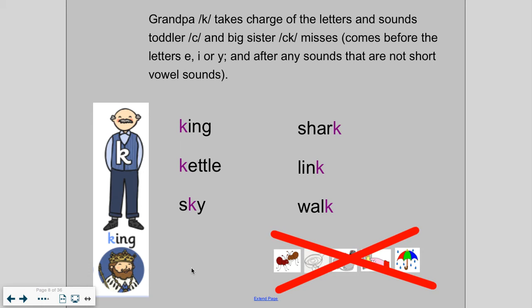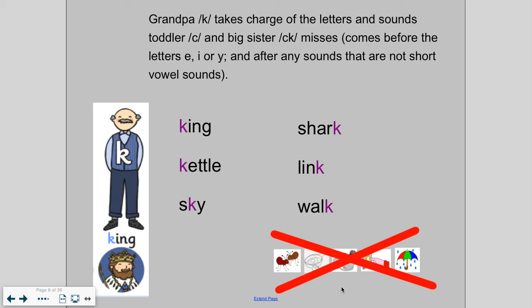Then we have grandpa, and he takes charge of the letters and sounds that both the other children missed out. So, whereas big sister only comes after short vowel sounds, grandpa comes after all of the other sounds that are made by the vowel letters, the long vowel sounds. And then, just like how toddler comes before all of the letters in the alphabet except for E, I or Y, grandpa only comes before the letters E, I or Y. So he is kind of like the opposite to the other two children you've just met. We might find him in words like king, kettle, sky, shark, link and walk. I've popped here a picture to remind you he comes after any sound that is not a short vowel sound.